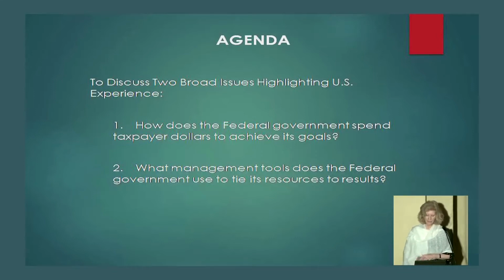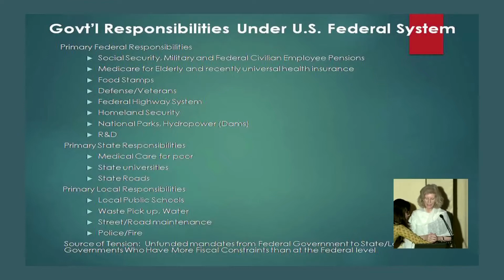resources to results. First of all, let me just give a quick overview of the federal system in the United States. At the federal level, the key responsibilities are for a major amount of income transfer from the federal government to individuals. And that includes things like Social Security. These are pensions for those of us who are 65 and older. I never thought I'd get to that age, but here I am.